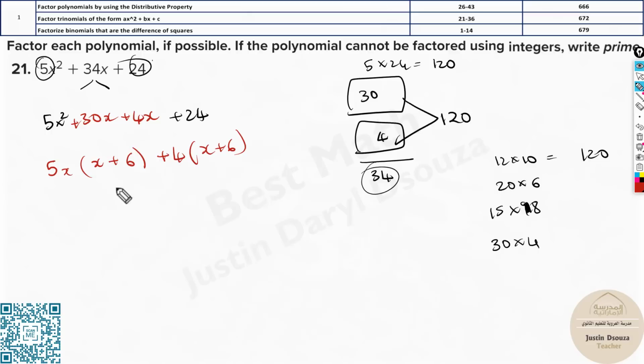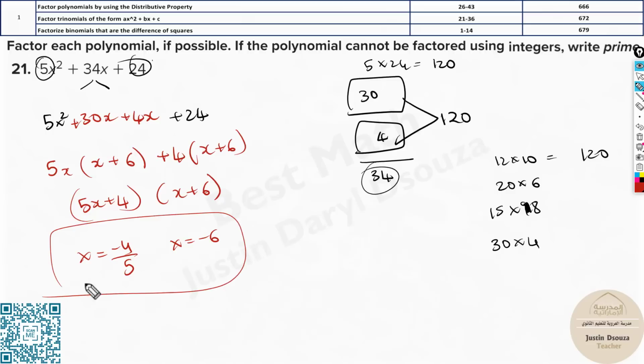Now x plus 6 and x plus 6 is common. And we have 5x plus 4 times x plus 6. So this is the answer. These are the factors. Now they did not ask you the x value. If you want to find the x value over here, you just equate them to 0. So x would be minus 4 by 5 and x would be equal to minus 6. But this is not required. But the calculator method will give you this. But this is the answer.